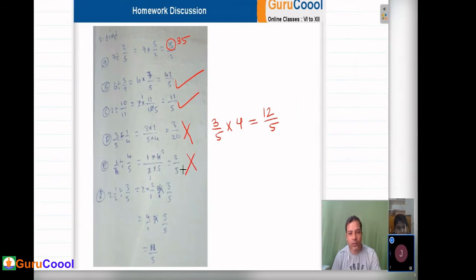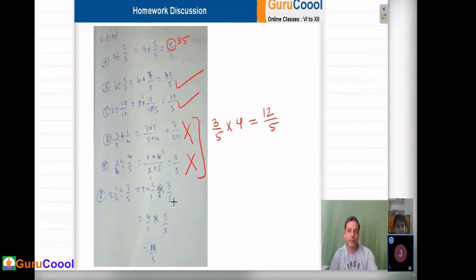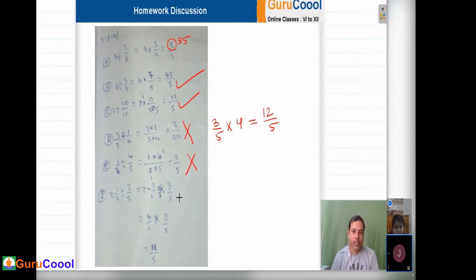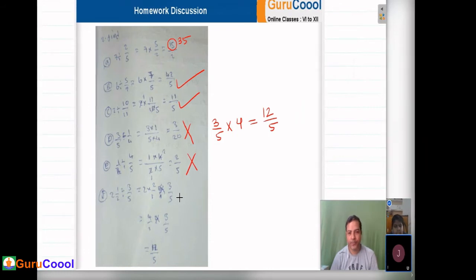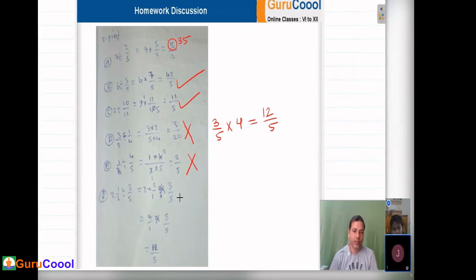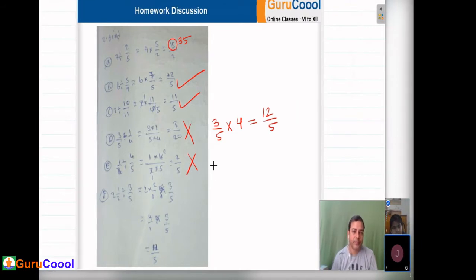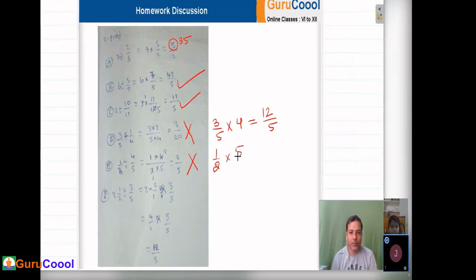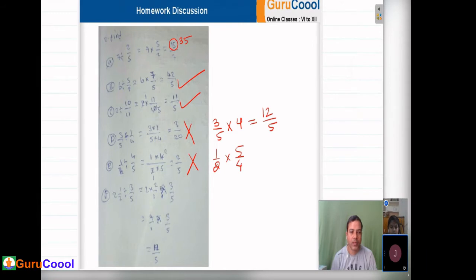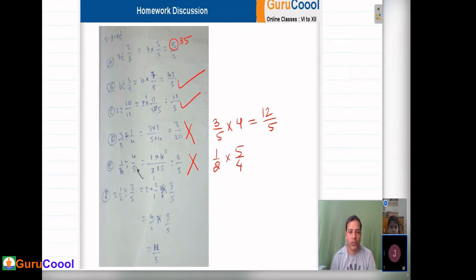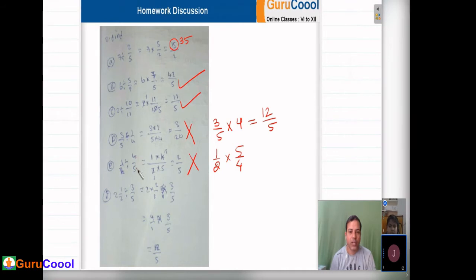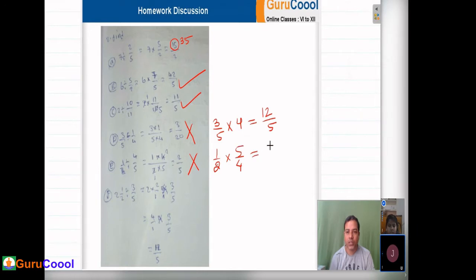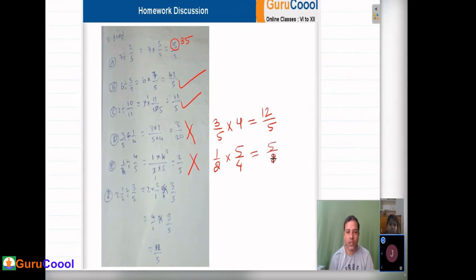Second one is also wrong. Continuous 2 questions went wrong. Yes, sir. But why? If you know the rule, why don't you follow? You missed it. Okay. 1 by 2 times 5 by 4. Right? When you change divide sign into multiply, 4 by 5 will be 5 by 4. And then it is 5 by 8, sir. Yes, 5 by 8.